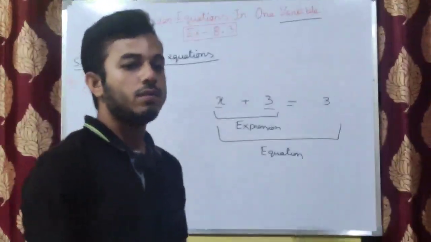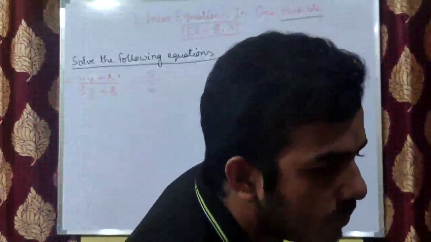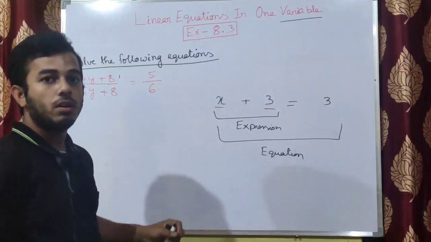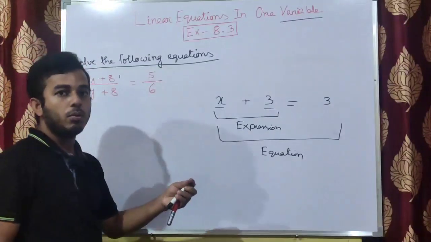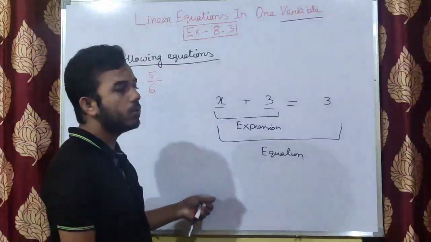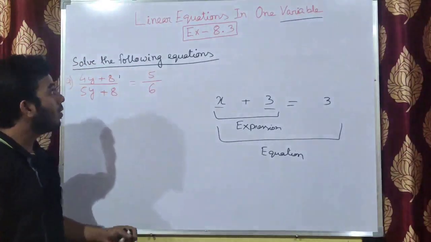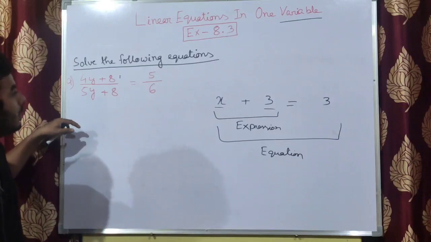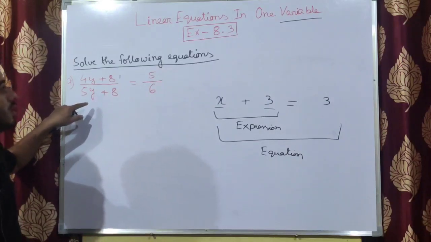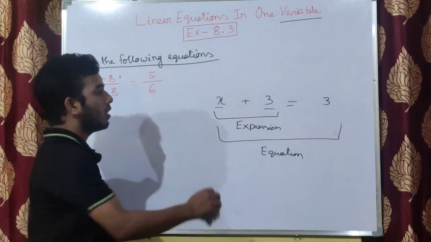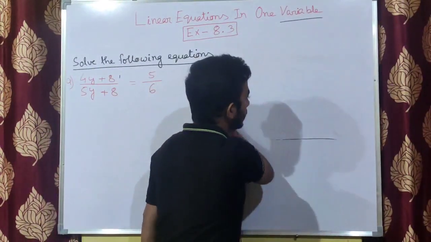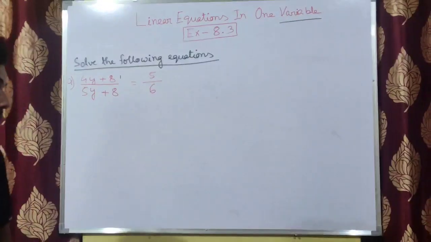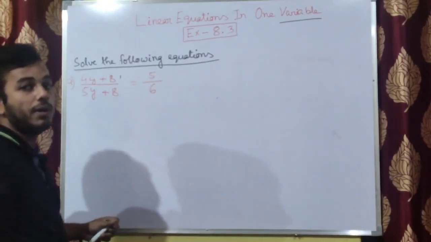Now in the first video we solved the equations which have variables on one side. In the second video we solved the equations which have variables on both sides. In this video we will solve the equations which have variables both in the numerator as well as in the denominator. How will we solve this type of equations? We will solve them by the cross multiplication method.